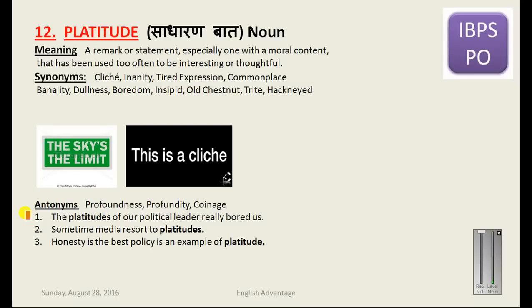You can see in the picture, the sky is the limit. Lots of people have said this many times, and this phrase has become quite common and quite boring. The sky is the limit. So this is a cliche. And if something is new, if something is serious, if something has been said for the first time, it is profound, profoundness, profundity, and coinage. These are the antonyms for this word platitude. Okay, platitude means a common saying, something very commonplace, or a cliche, something that has been said so many times that it has lost its interest.